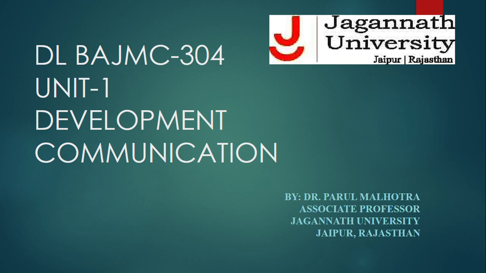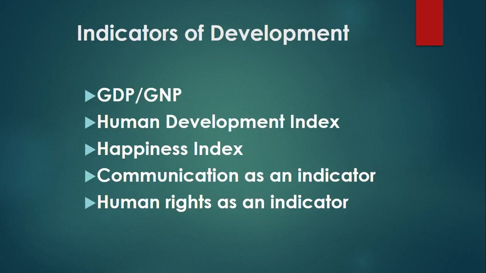In continuation with the earlier video, I'll be continuing with the unit forward and we'll continue where I left, that was indicators of development. So these all are the indicators of development. The first is the GDP or GNP, that is gross domestic product or gross national product. This is the economic indicator of development.